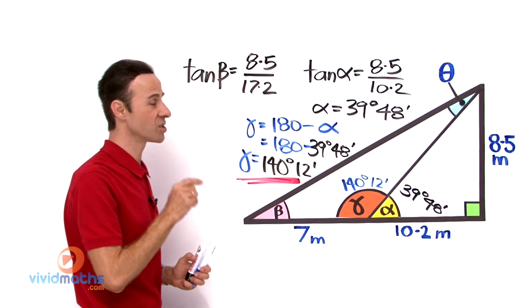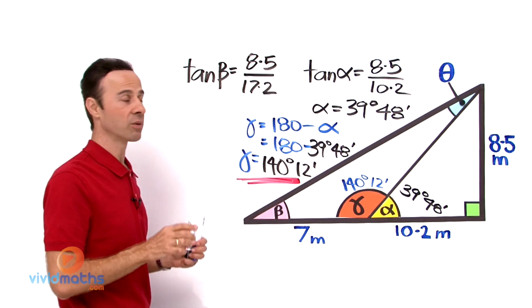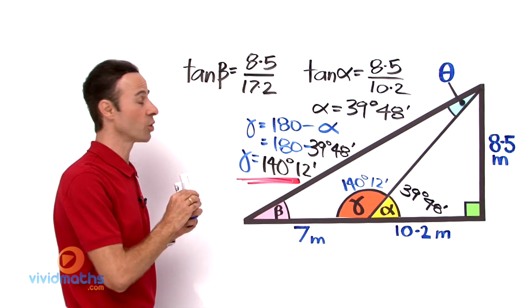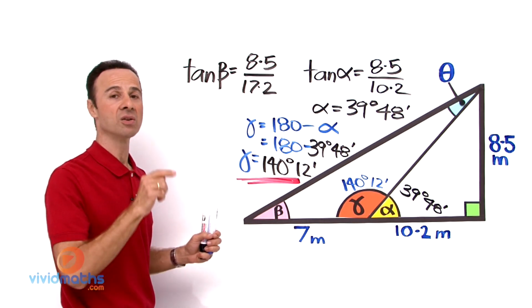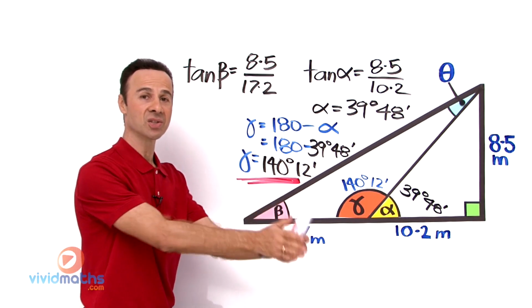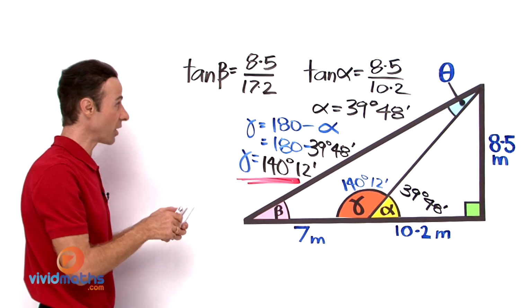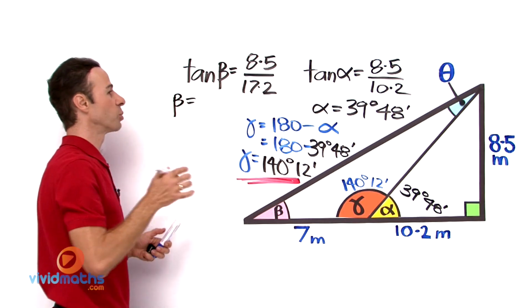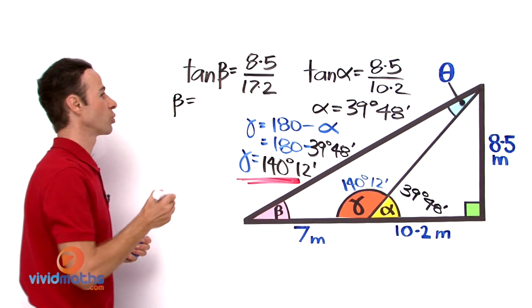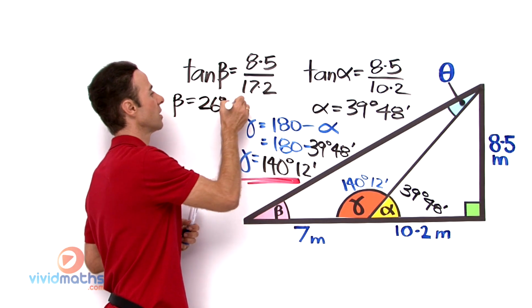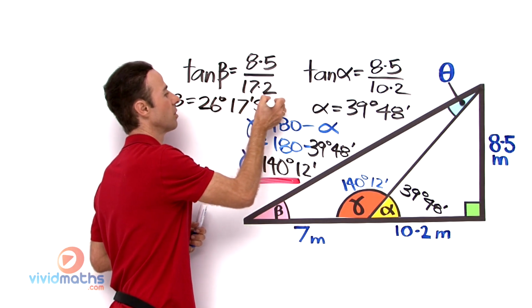8.5 divided by 17.2. That'll give us a decimal. Then you go shift tan. Once you do shift tan, that'll give you a decimal degree. And then you go shift degrees, minutes, seconds. It'll give you degrees and minutes and seconds. So that'll give us a final answer for beta. So beta will equal, once you've put that into the calculator, beta will be 26 degrees and 17 minutes 53 seconds.